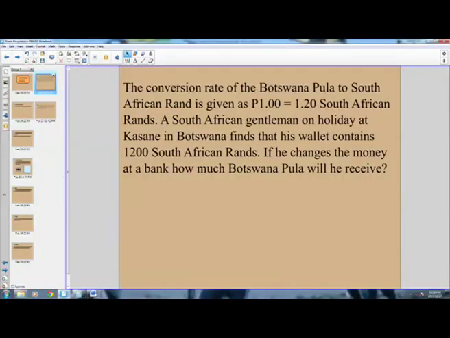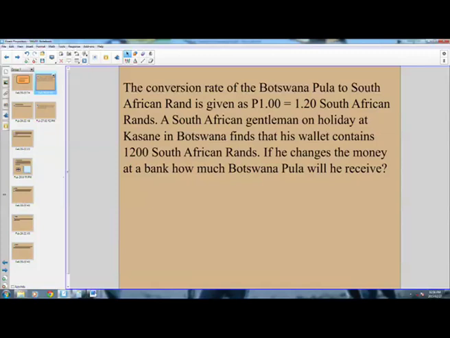The question says, the conversion rate of the Botswana pula to the South African rand is given as 1 pula is equal to 1.20 South African rands. Then it says a South African gentleman on holiday at Kasane in Botswana finds that his wallet contains 1,200 South African rands, not pula. If he changes the money at a bank, how much Botswana pula will he receive?